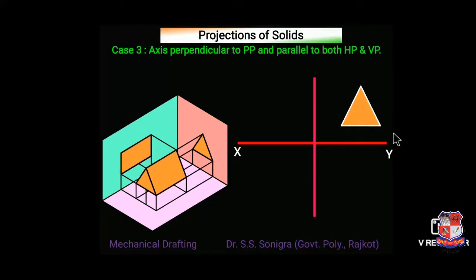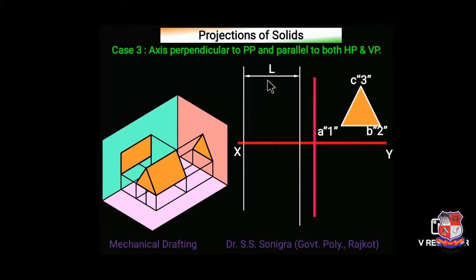So draw a triangle of given dimension above the XY line. Name the endpoints A, B, C, or A', B', C', and 1', 2', 3', and then take its length over here. In the front view, it will appear like this rectangle having length equal to L.